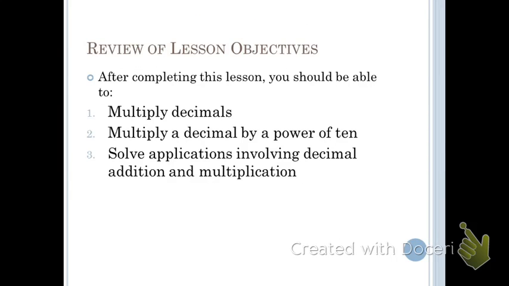Review of lesson objectives. After completing this lesson, you should be able to: 1. Multiply decimals, 2. Multiply a decimal by a power of 10, and 3. Solve applications involving decimal addition and multiplication.